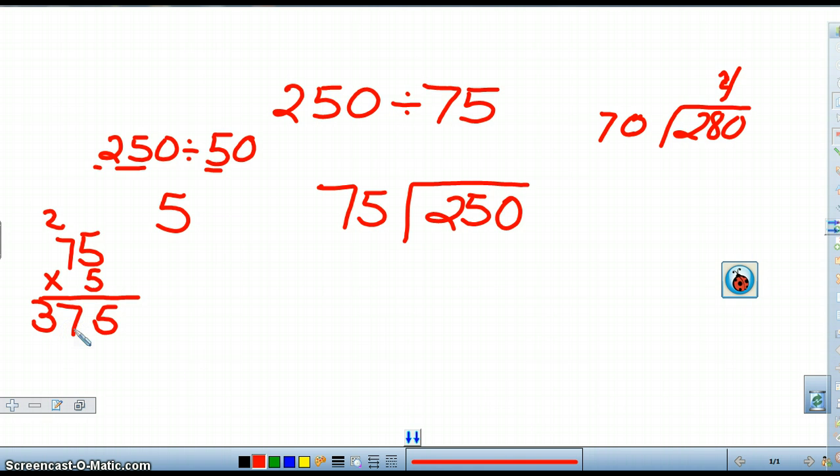375. Guess what? Too big. Too high, so we need to back up. Let's try... this did not work. Let's try 75 times... If we're backing up, what would I multiply by? 4. Let's try 4. 5 times 4 is? 20.